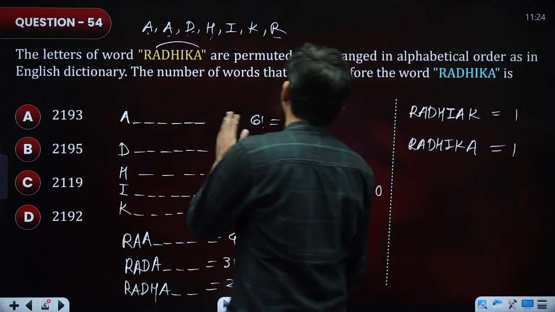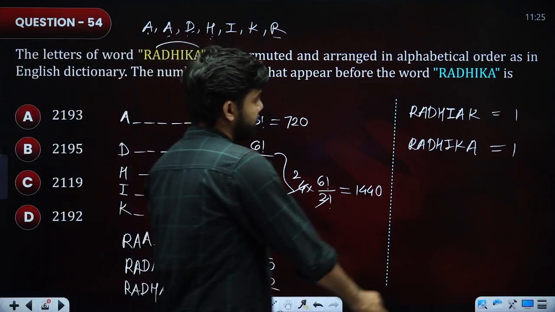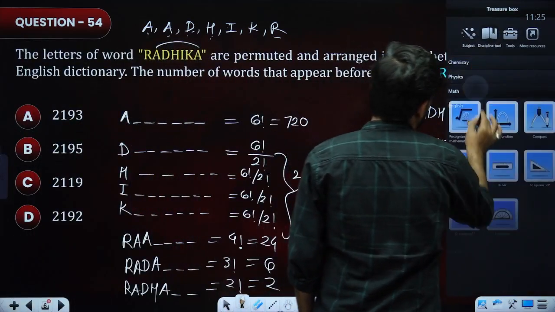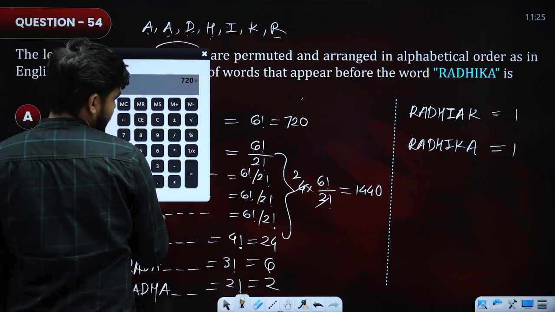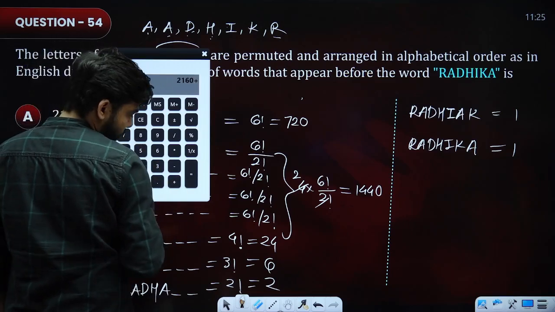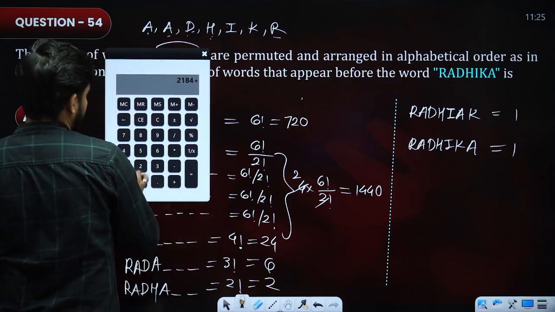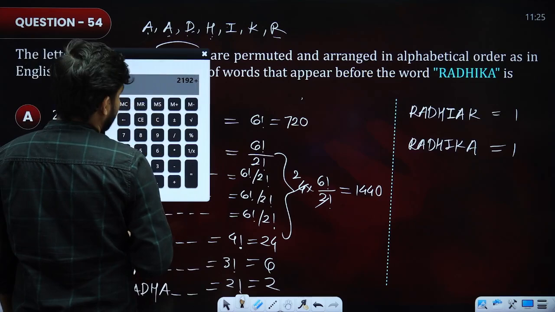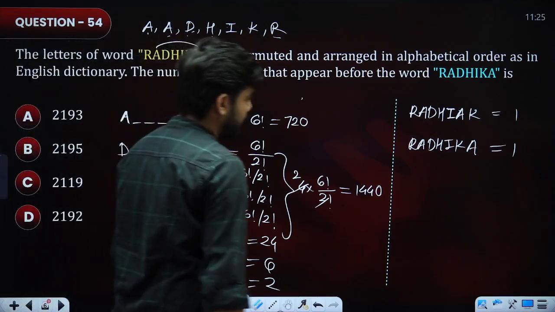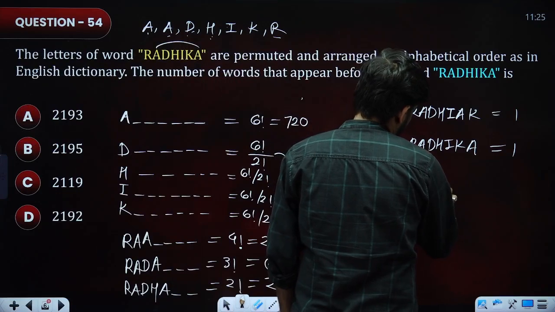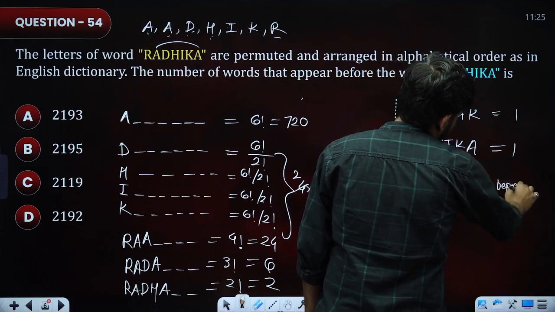So we have to find the number of words that appear before Radhika. So let's find out. Here we have 720, 1440, then 24, then 8, and after that 1. So 2193. So we have a total of 2193. Therefore, there are 2193 words before Radhika.